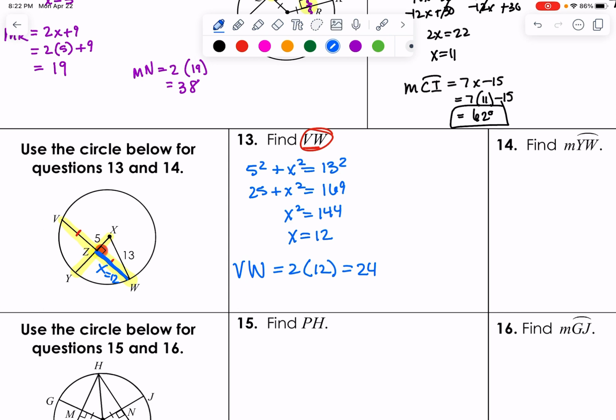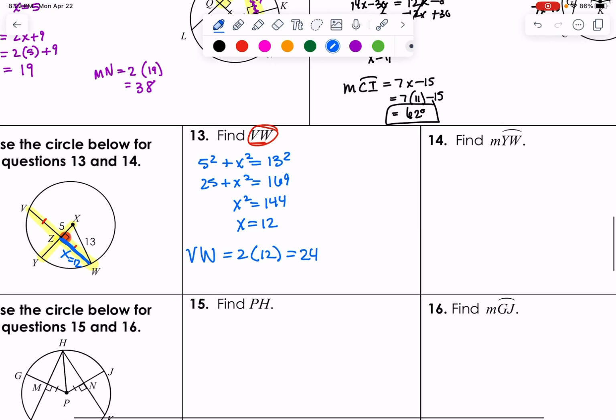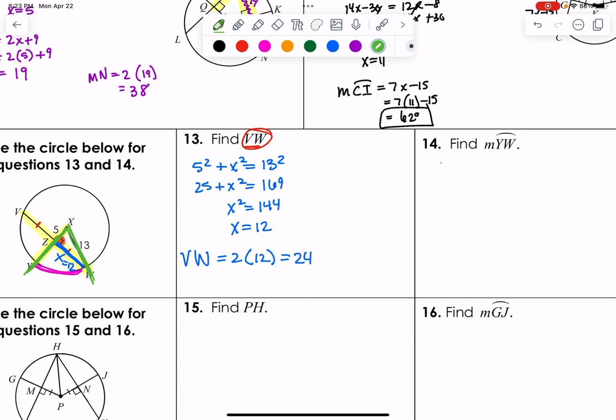Every time you see a right triangle, you should think Pythagorean theorem, and then you should think SOHCAHTOA. Every time. So now, what I'm asking you to find is this arc. Well, I want you to see that this is a central angle. We learned about central angles, and central angles equal their arc. So the first thing is that angle YXW equals the measure of arc YW. That's the first thing.